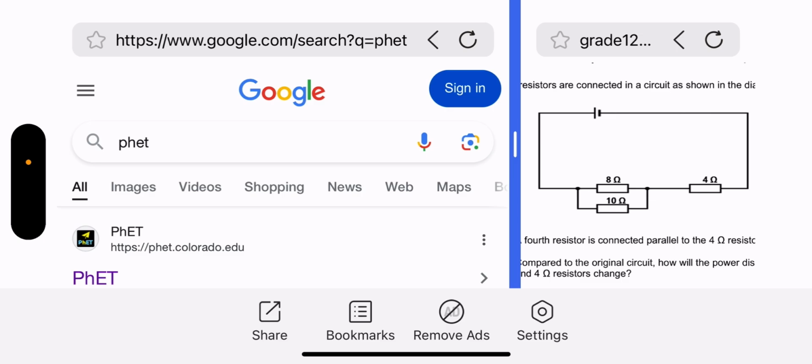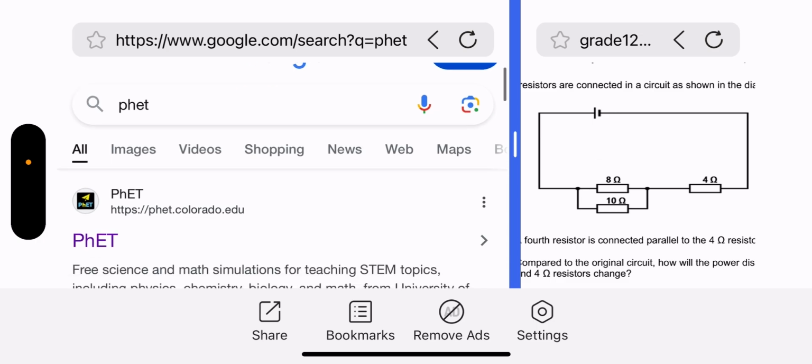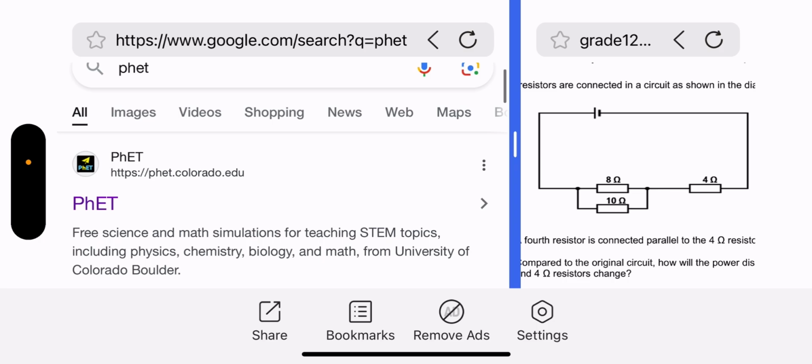So whether you're in grade 10, 11 or 12, please do visit the PhET website so that it can help you understand electric circuits better. There's more to it, like it's here saying it's free science and math simulations for teaching STEM topics, including physics, chemistry, biology, and math, right? So we are thankful for the University of Colorado Boulder.